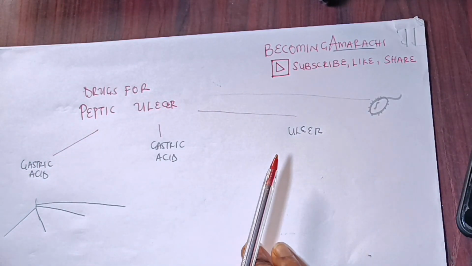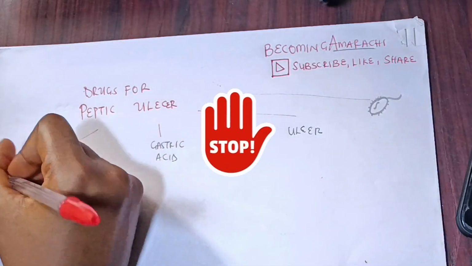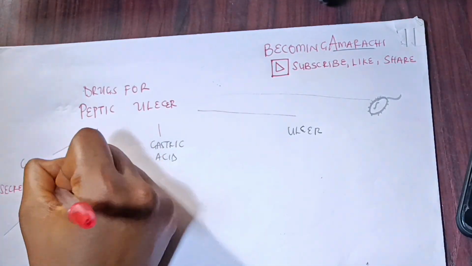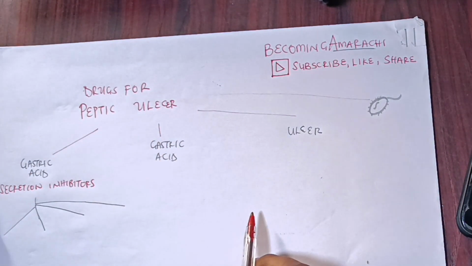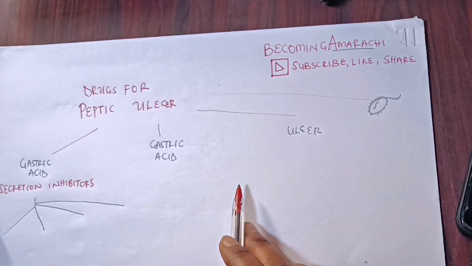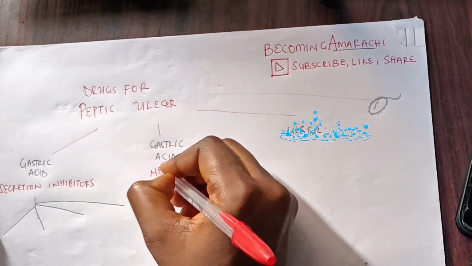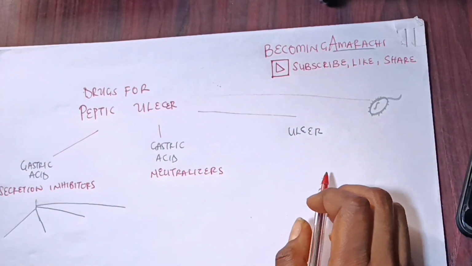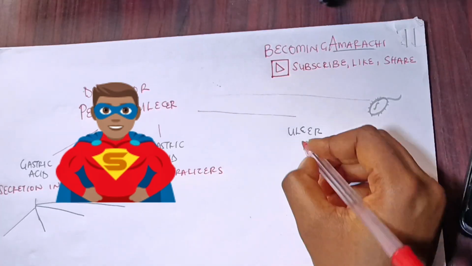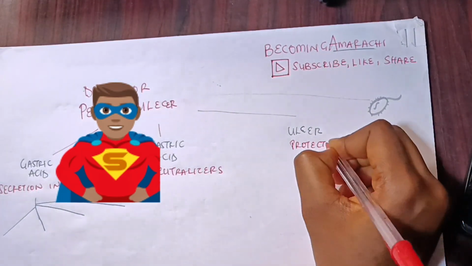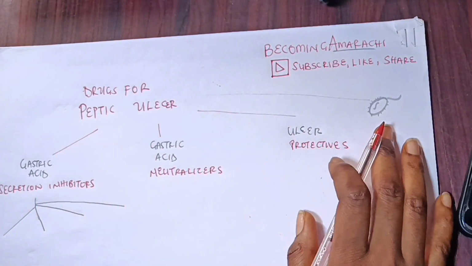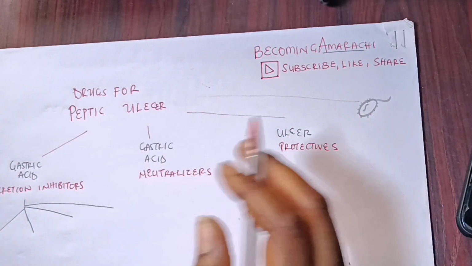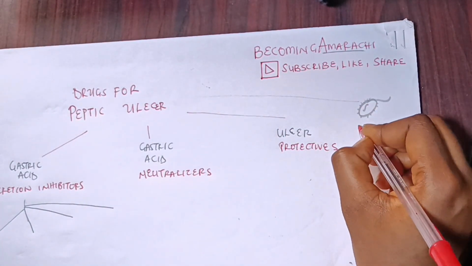Because of this pathology, it is going to help us understand the classification. So just like the thumbnail, we're going to have what? The gastric acid secretion inhibitors. Then we're also going to have gastric acid neutralizers. And we're also going to have ulcer protectives. And then for the infamous bacteria, we're going to have what? Antibiotics for H. pylori.